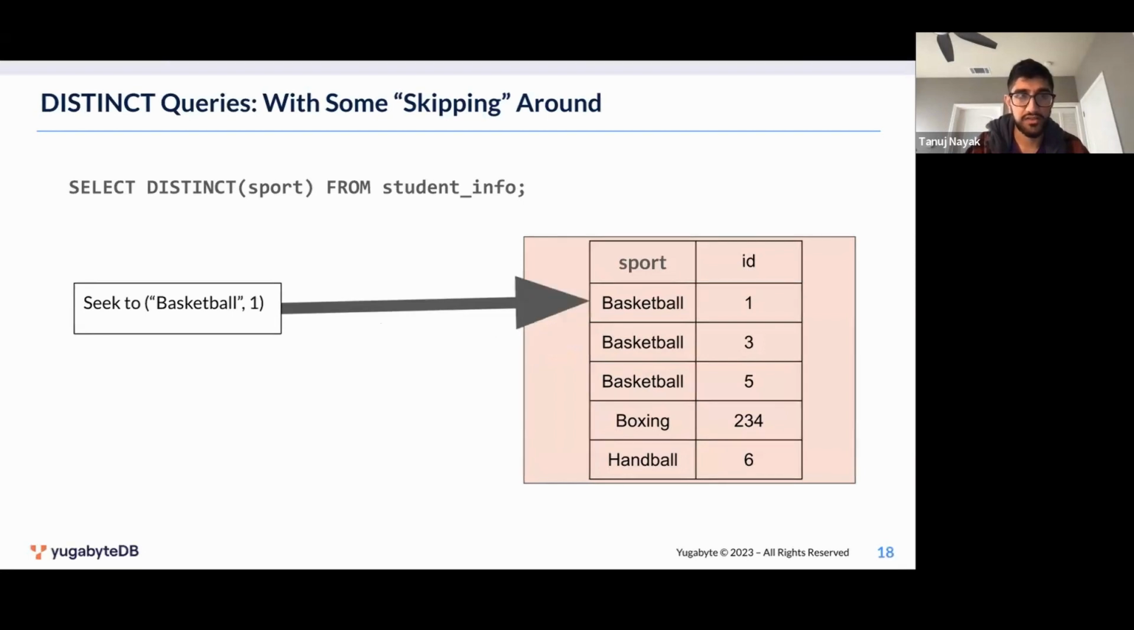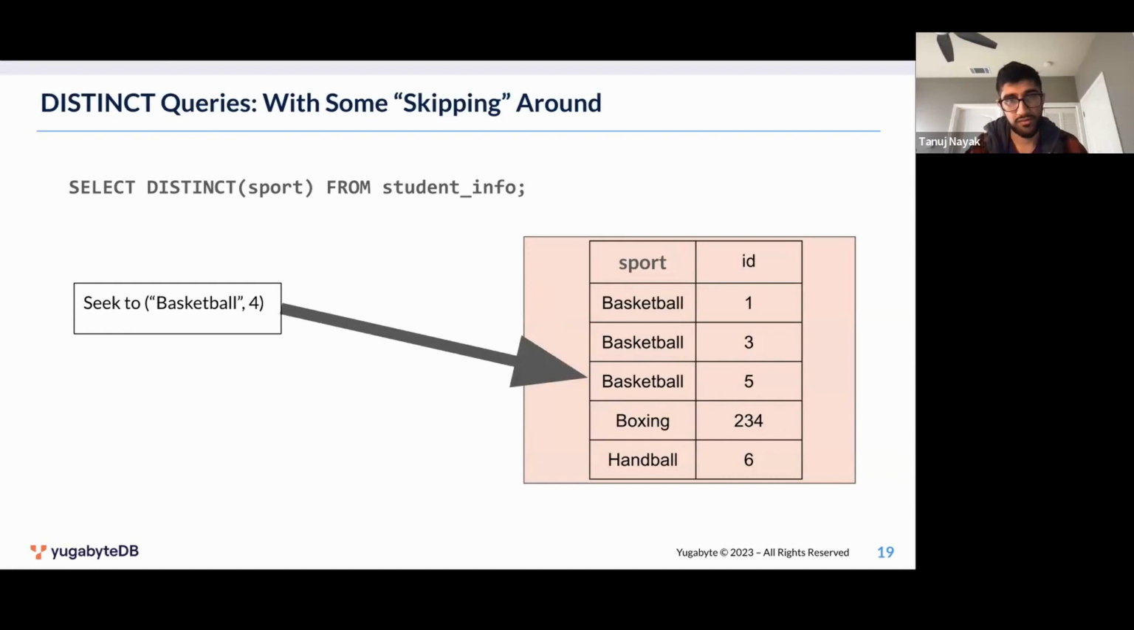You can also seek to basketball, 1, and it'll take you to the first row there. You can also seek to rows that don't exist. So you can seek to a target key, and then the iterator will point you to the next best row after the target. For example, if you seek to basketball 4, it'll give you the next best thing, which is basketball 5, if you're sorting lexicographically.